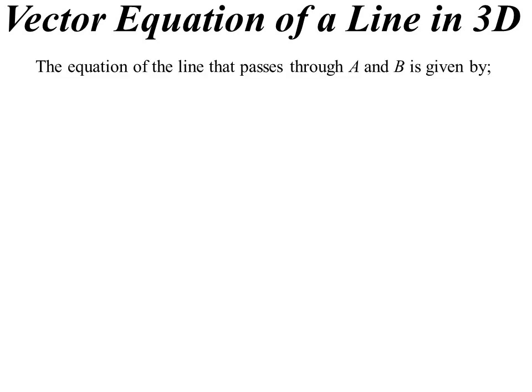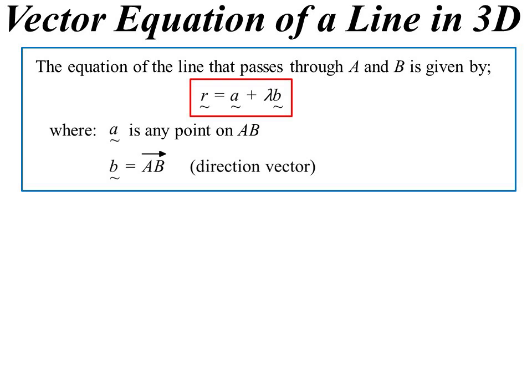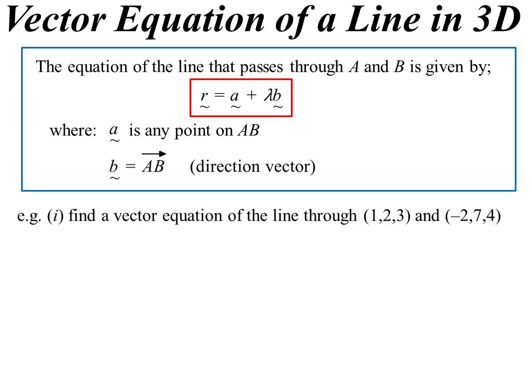So let's now push this idea through to 3 dimensions. The equation of a line that passes through A and B, well now it doesn't change because the vectors are dimensionless. So it's still the same idea. R will equal A plus lambda B. A is simply any point on AB and B is our direction vector. Nothing's changed. So if I now have to find the equation of a line passing through these 2 points, but there it is, I now have 3 numbers instead of 2.